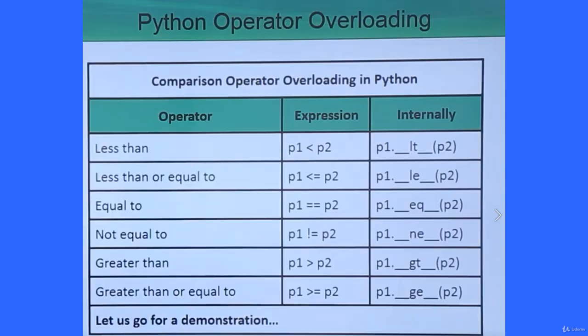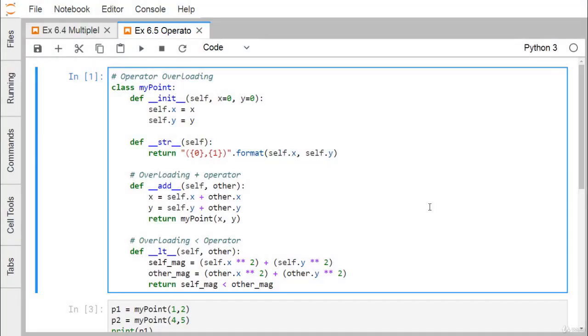So let us go for one practical demonstration on this concept, operator overloading, for your better understanding. In this session we are going to demonstrate and illustrate operator overloading in our Python programming. We have defined one class named myPoint. Here we consider a two-dimensional point which has two coordinates x and y. This is our constructor, and instance variables self.x and self.y get initialized with the input parameters x and y, which have default arguments 0 and 0.